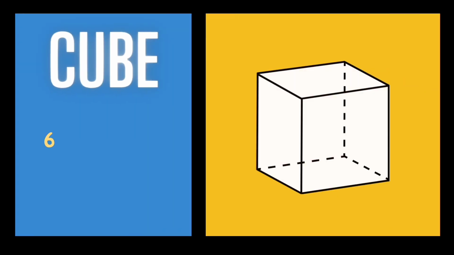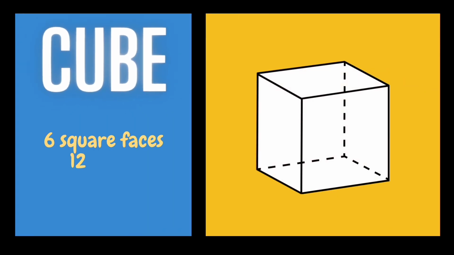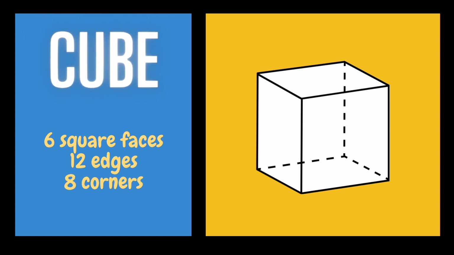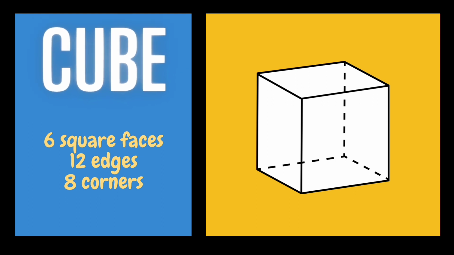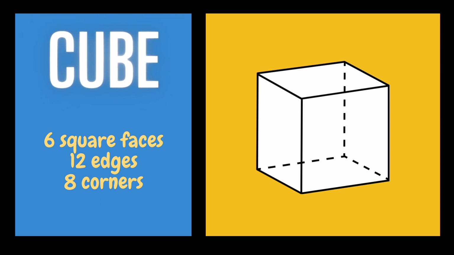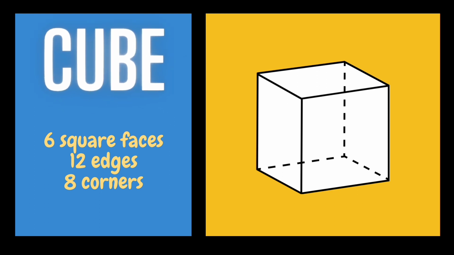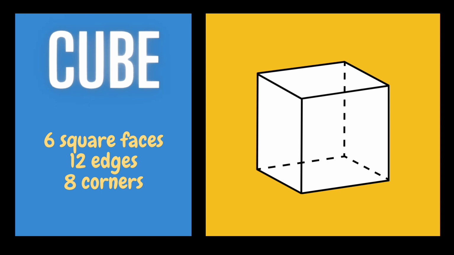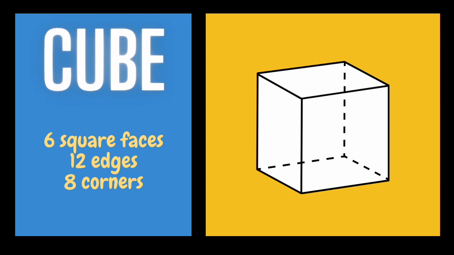The last shape we have here is a cube. A cube. Can you say cube? Good job. A cube has 6 faces, 12 edges, and 8 corners. Corners are also known as vertices.